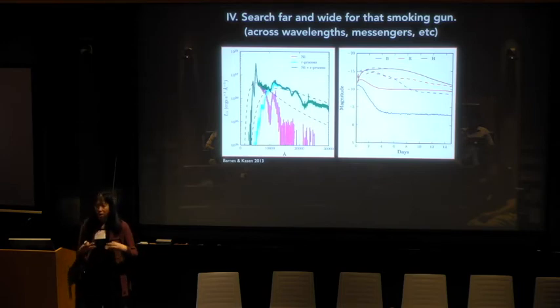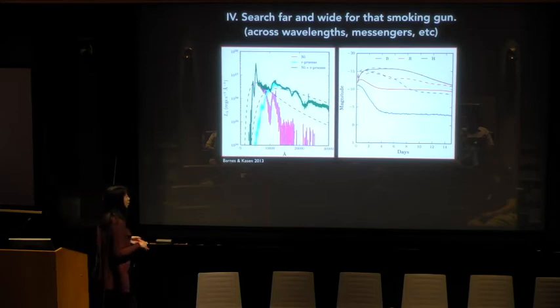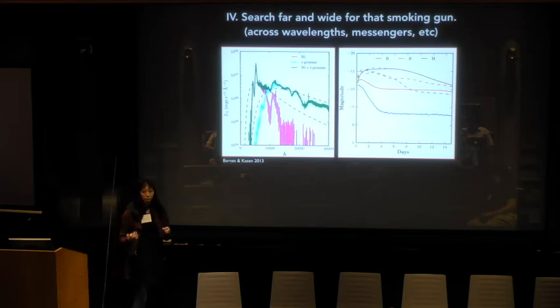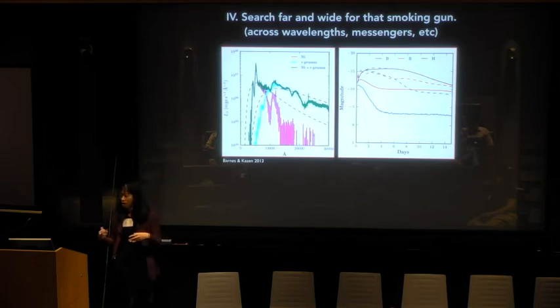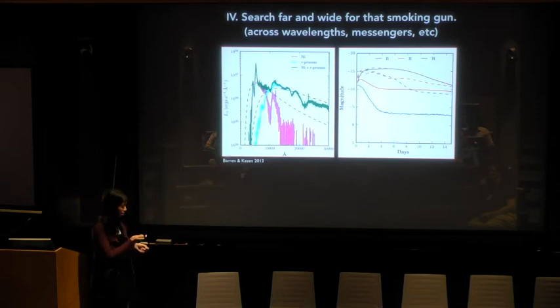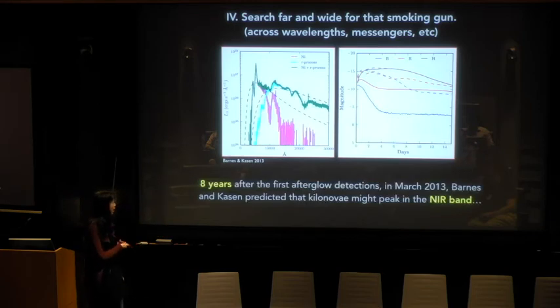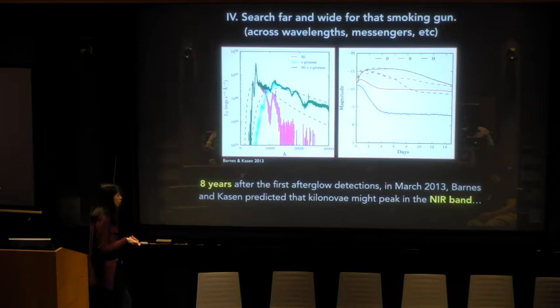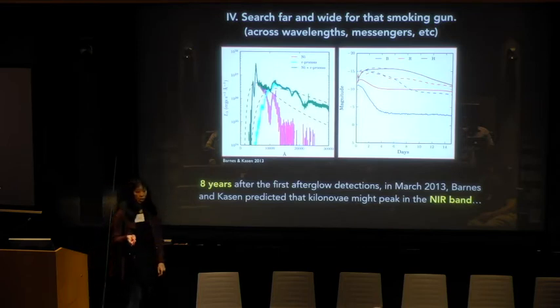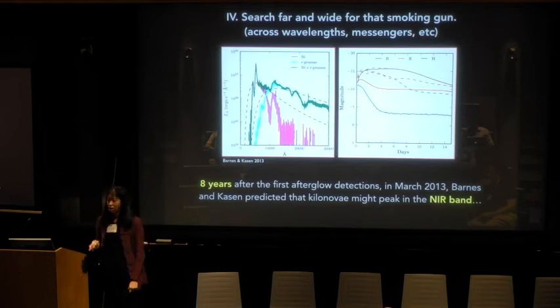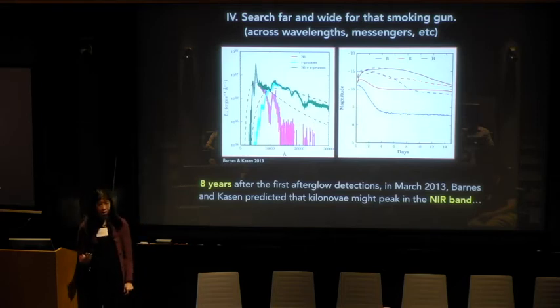But before that, we were looking for tentative smoking guns. And one of those smoking guns was kilonova emission, which comes from the radioactive decay of heavy elements produced in the merger. And Brian is credited with popularizing this. But 8 years after the first afterglow detections in short gamma ray bursts, in March 2013, Jennifer Barnes and Dan Kasen told us that these could potentially be red, or that they peak in the near infrared band. This was 8 years after the first detections.